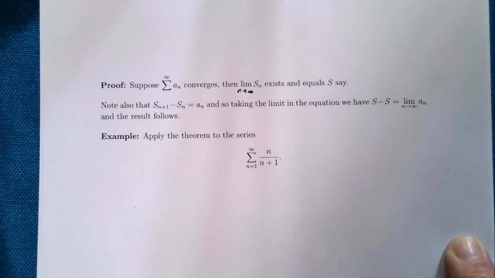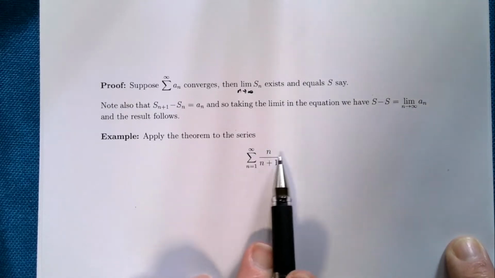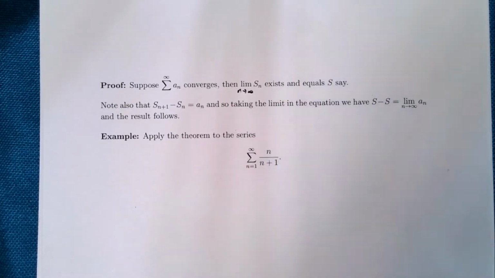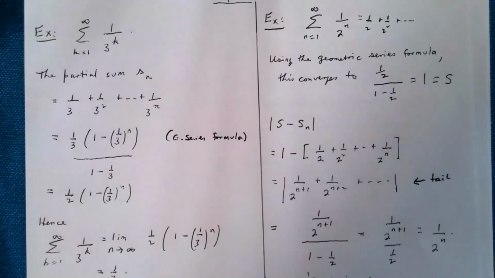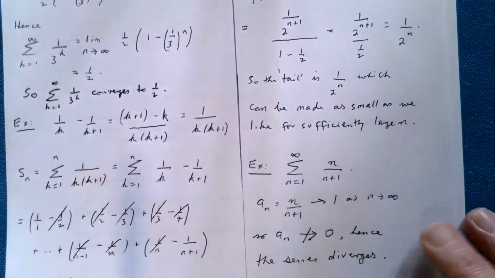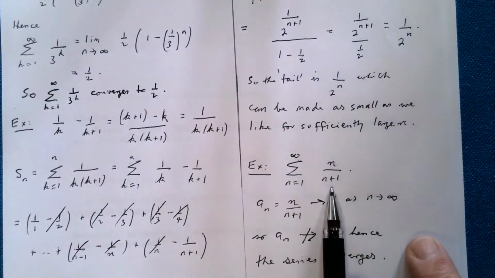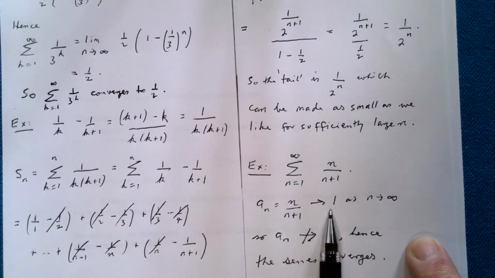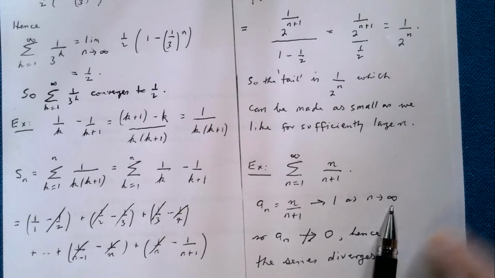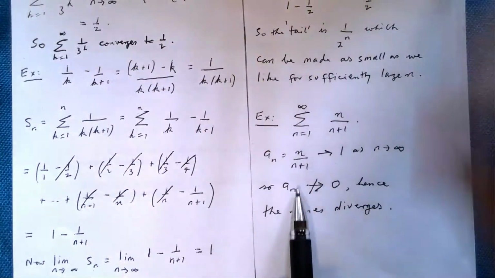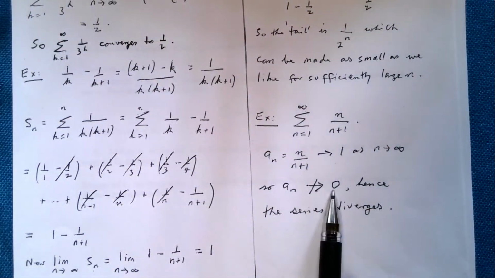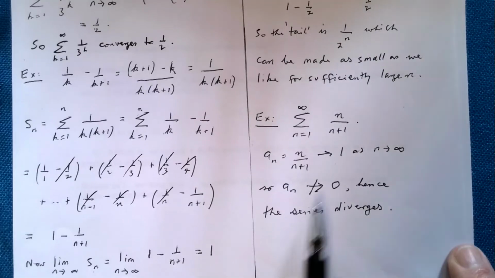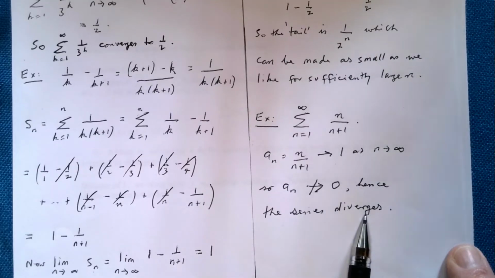So if we apply this now to the theorem, to this series here, and I'll do that over here. This is very easy now. Here's our sum, and the general term of this sum now is n on n plus 1, and that goes to 1 as n goes to infinity. That tells me the general term is not going to 0, and that means the series diverges.